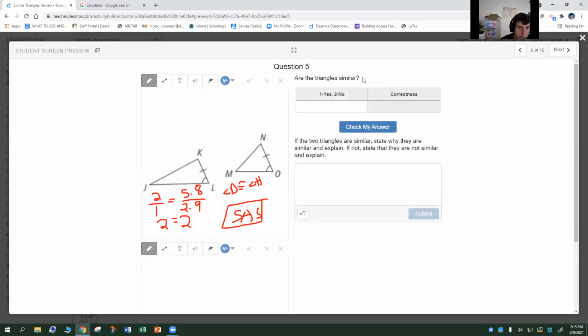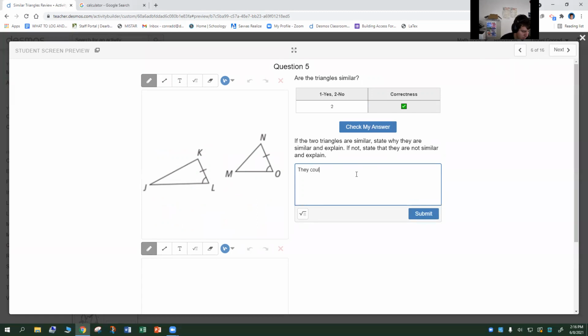The next one here. We have one pair of angles congruent and one pair of sides that are congruent, but they don't give us any other information. Again, our three ways are angle, angle; side, side, side; or side, angle, side. Since we don't have any more information, we're going to have to say no. I mean, they could be similar, really, but we don't have enough information.